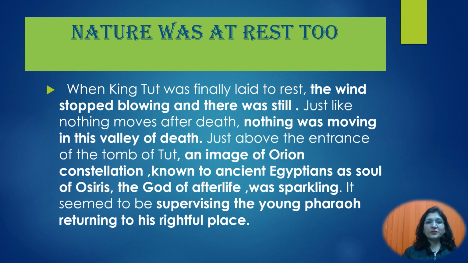Finally, nature was also at rest. What happened actually when King Tut was finally led to rest? The wind stopped blowing and there was complete silence. Just like nothing moves after death, nothing was moving in this valley of death. Just above the entrance of the tomb of King Tut, an image of Orion, a constellation known to ancient Egyptians as the soul of Osiris, the god of afterlife, was sparkling. It seemed to be supervising the young pharaoh returning to his rightful place.